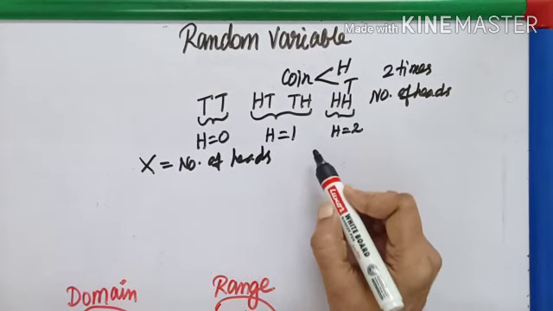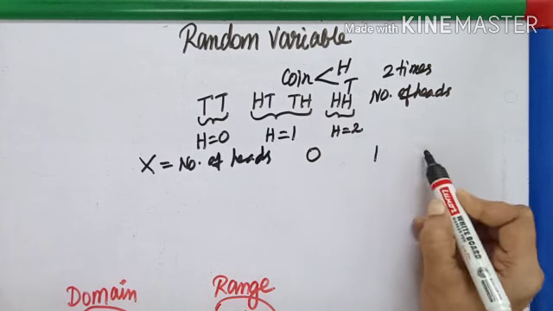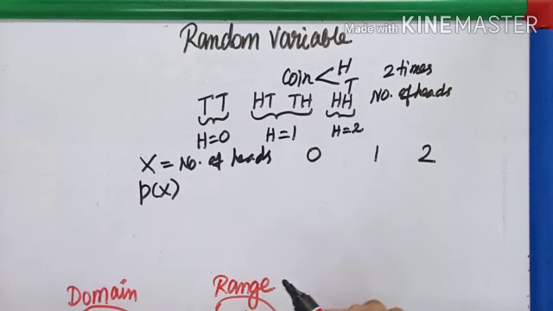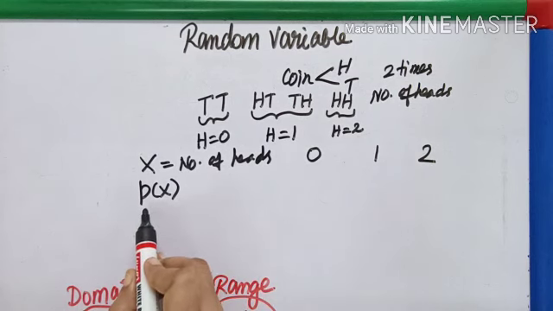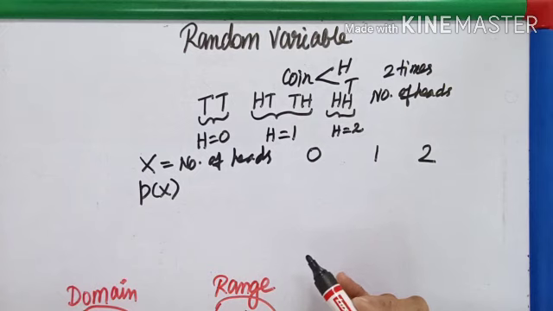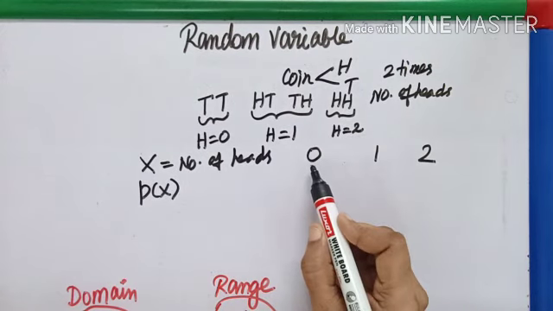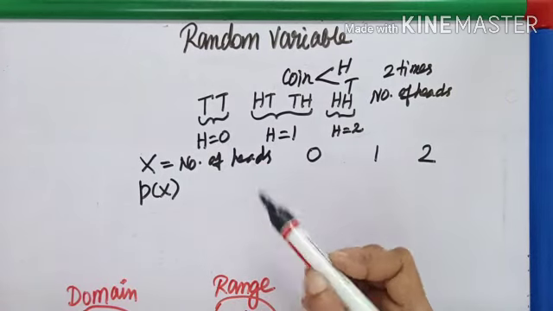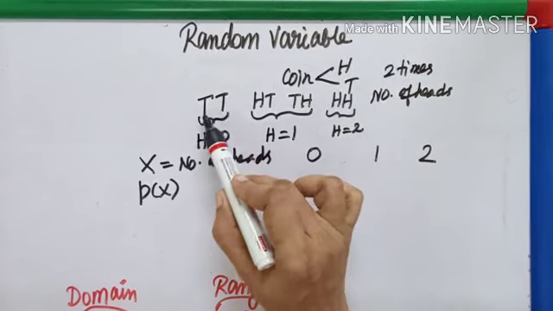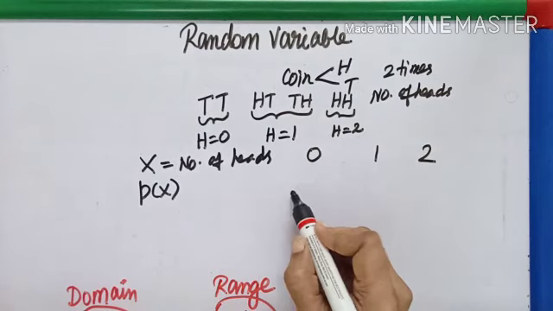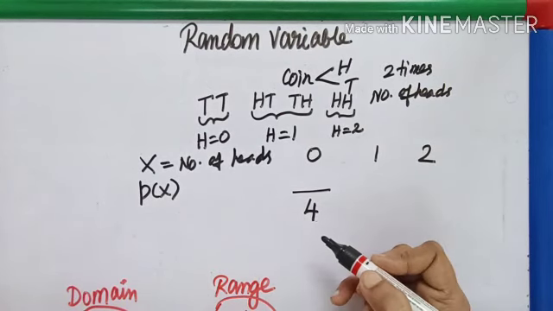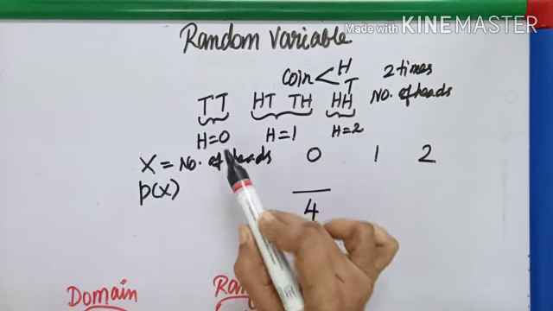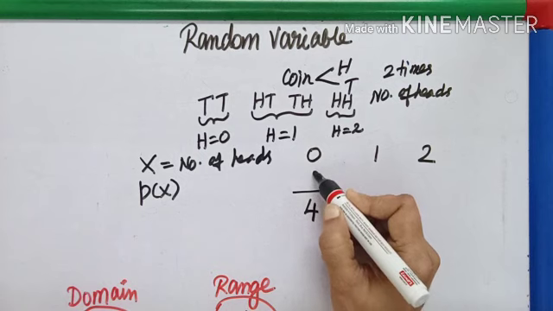What would be x values? 0, 1, 2. What is the chance of getting 0? The chance we declare as P of x. When I get 0, only in one case I am getting 0. Out of how many cases? 1, 2, 3, 4. Totally there are 4 cases in which one time alone I get h is 0. So what is my answer?